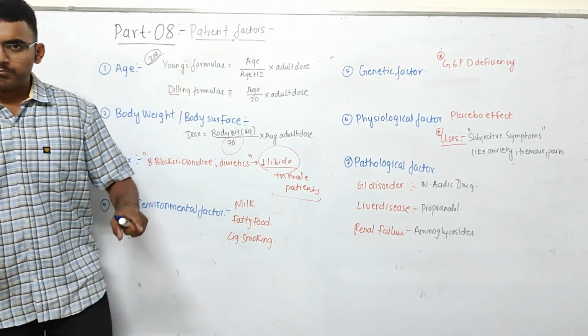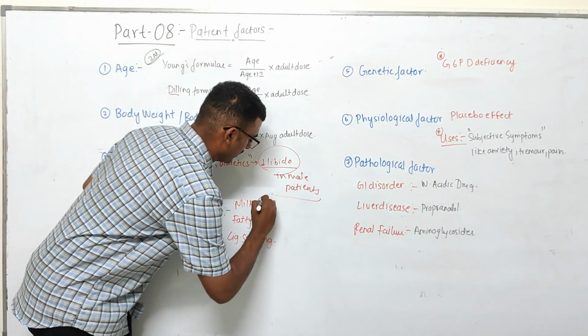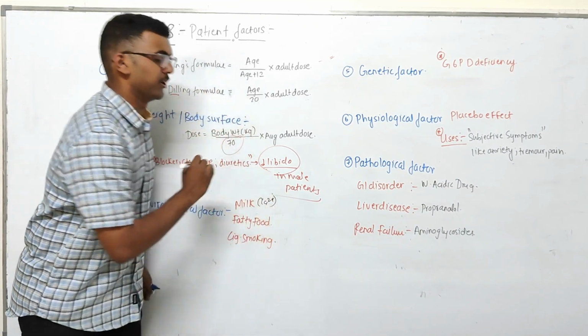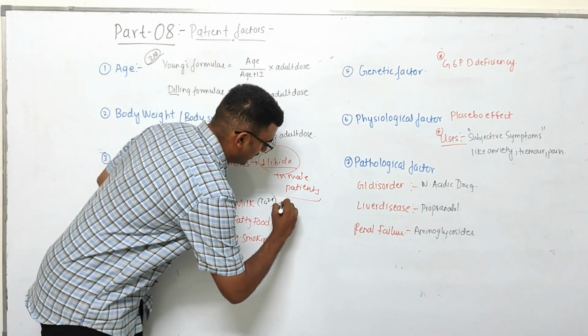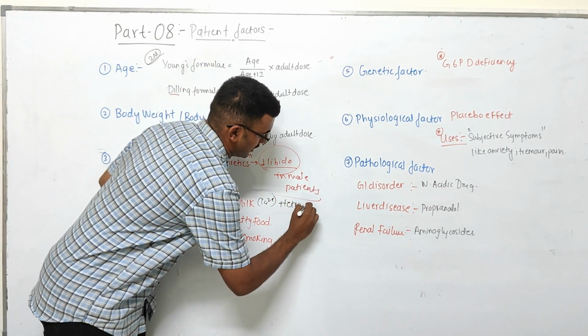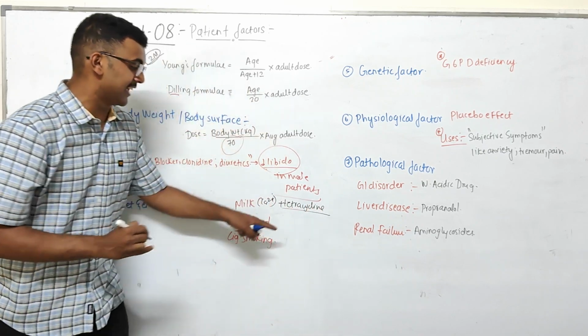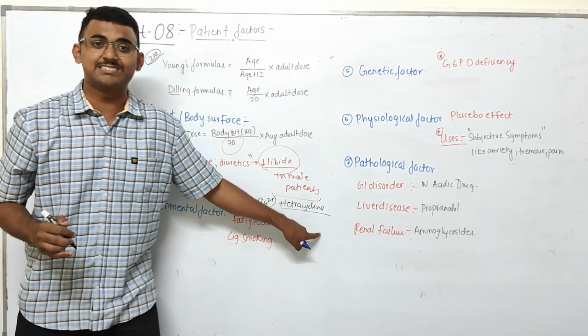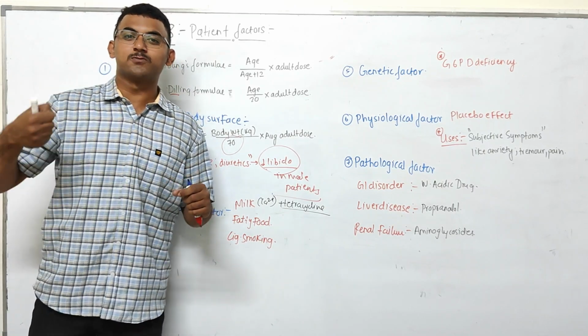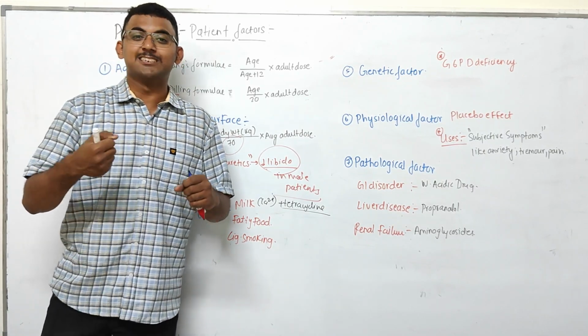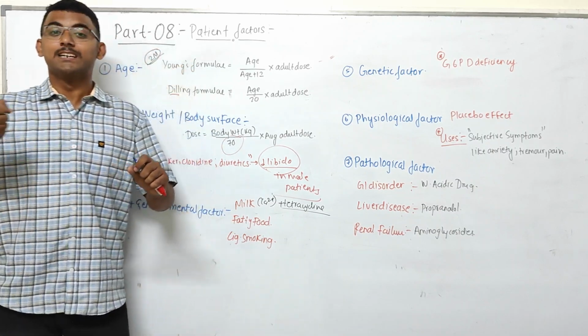So milk, what does milk consist of? Milk consists of calcium. So when the patient is taking tetracycline with calcium, or when tetracycline is taken with the administration of milk, then what is going to happen? The absorption of tetracycline inside the body will be decreased.